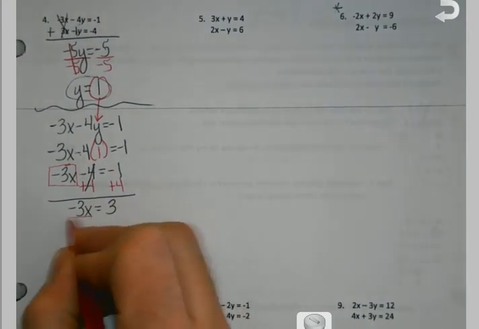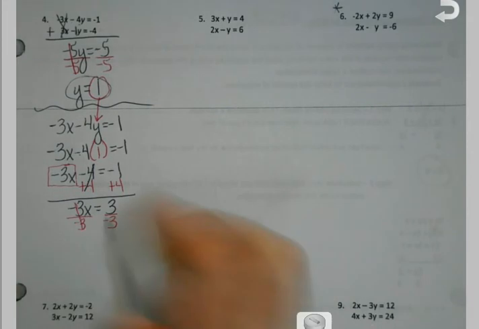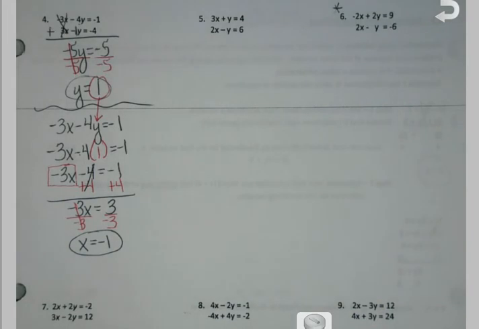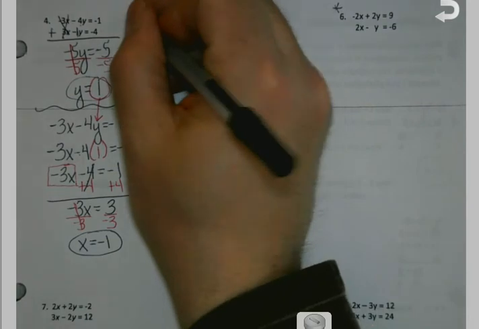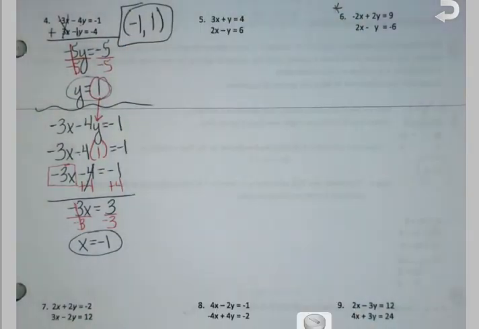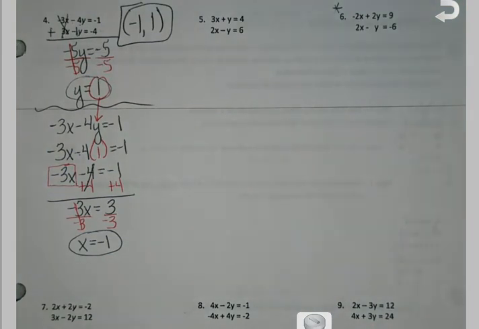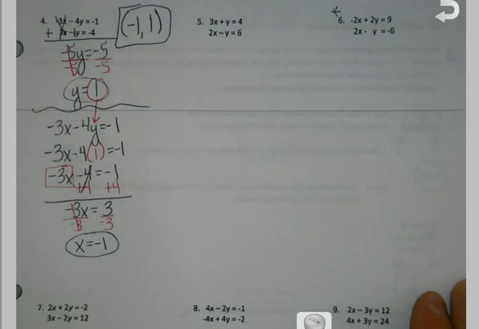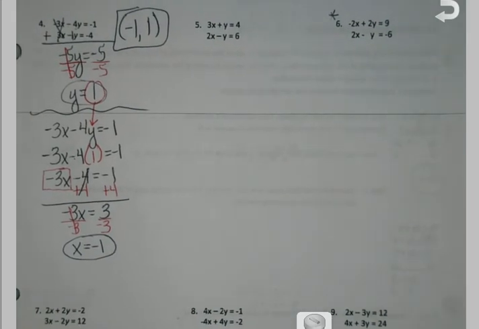And then that last step, more times than not, is just going to be to divide. And then I just put my answer in the form of a coordinate point. And that's it on these. And again, my variable can be different each time. It's not always going to be that it has to be this way, it has to be that way.